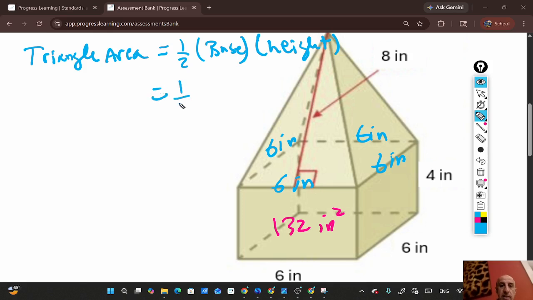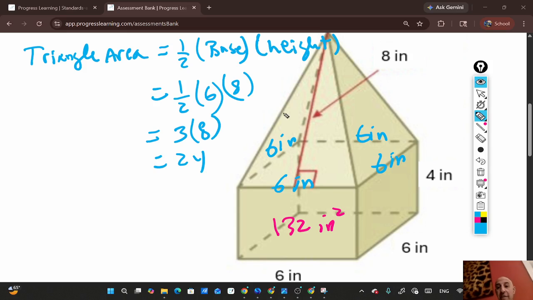So I can say that this is half of 6 multiplied by height. The height is given, which is 8. Half of 6, which is 3, times 8 is 24. Because I have 4 triangles, I need to multiply 24 by 4. Now 4 times 4 is 16, 4 times 2 is 8, plus 1, 9. Now I have 96 inch square.